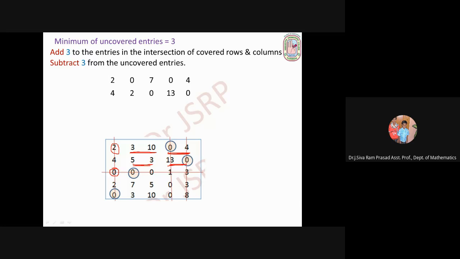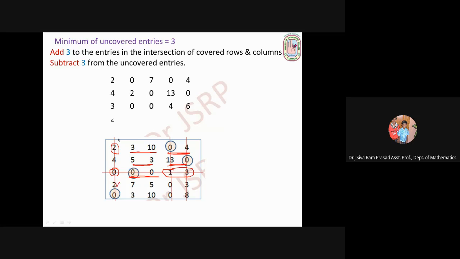Now this entry is in the intersection of a covered row and covered column. So we have to add 3 here. 0 plus 3, 3. That means the previous possible assignment is removed here. Okay. Next, these two lie in a covered row only. So these two remain same, 0, 0. And these two are in the intersection of covered row and column. Add 3 to these two entries. 1 plus 3, 4. And 3 plus 3, 6.